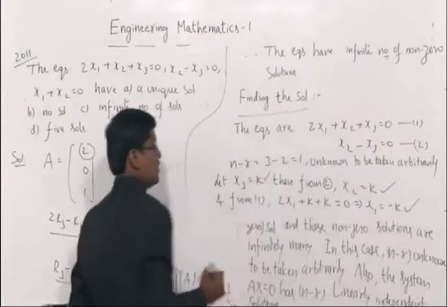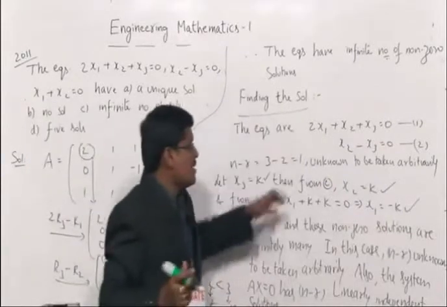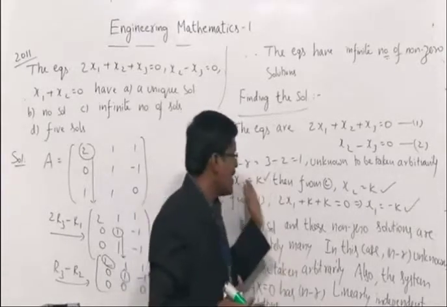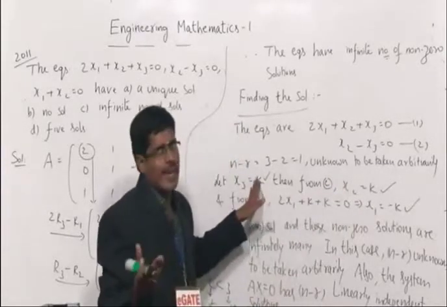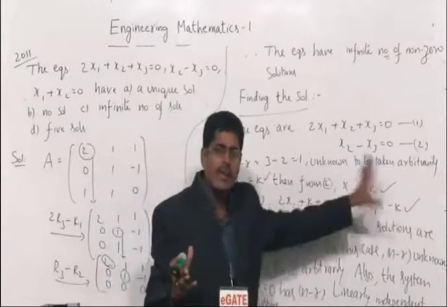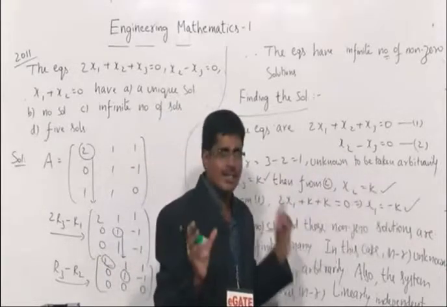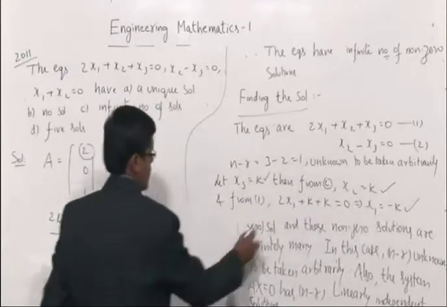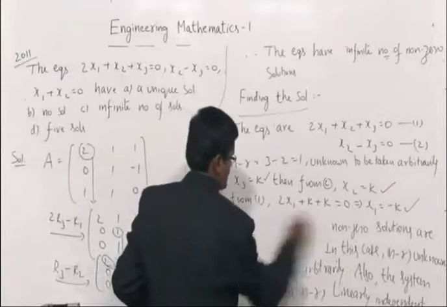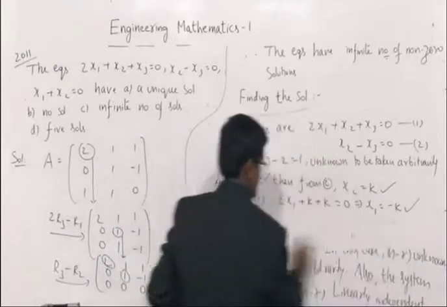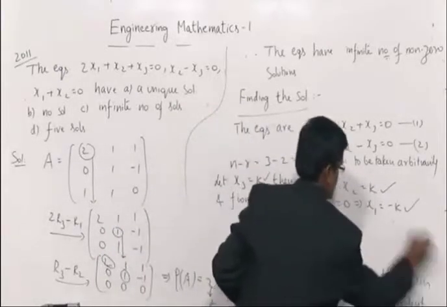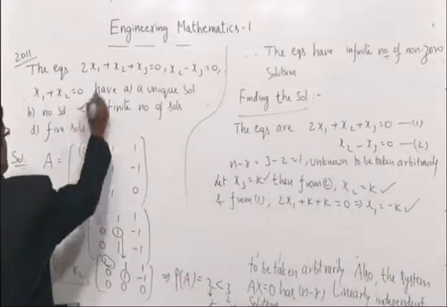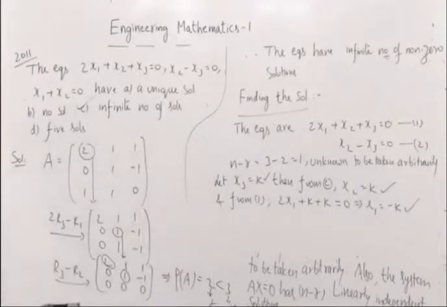Please put the tick for all the unknowns. So this is the way of expressing infinitely many solutions through an arbitrary constant. That means assign a new letter, whatever you like, K or A. All other unknowns are also obtained in terms of that new letter. That is called arbitrary. So put the tick, C option. Copy down.